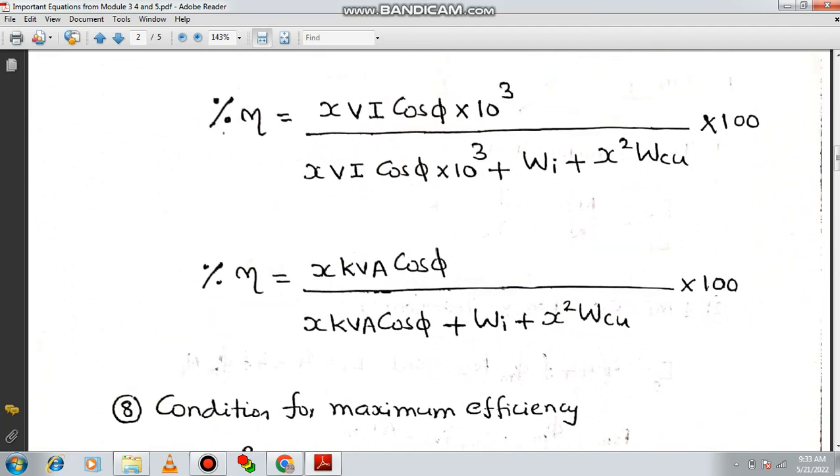If you are hesitant to write 10 to the power 3, do one thing: x into kVA cos phi divided by x into kVA cos phi plus Wi plus x square into WCU. The fraction of load will depend on the copper loss also. That is why it is multiplied with x square.